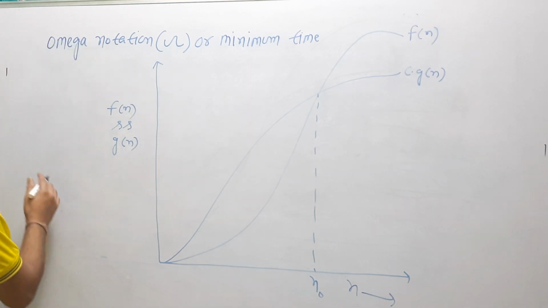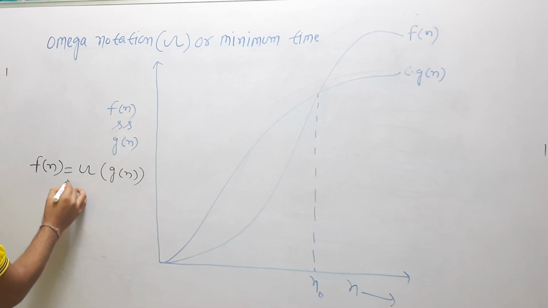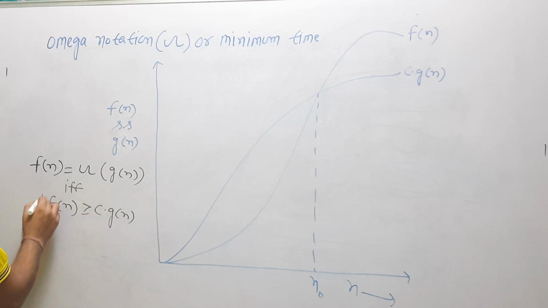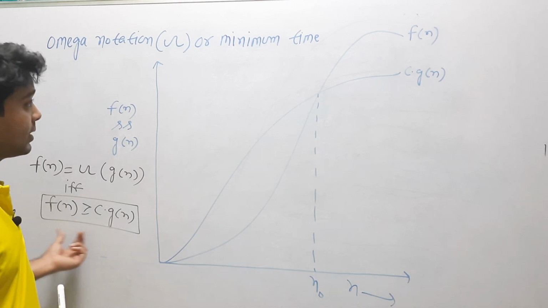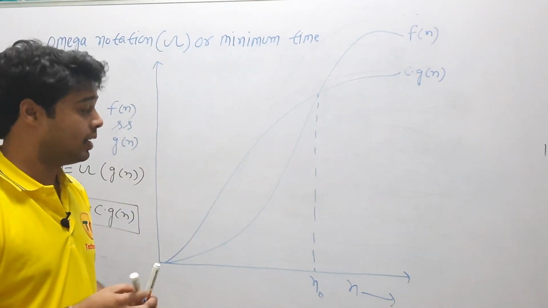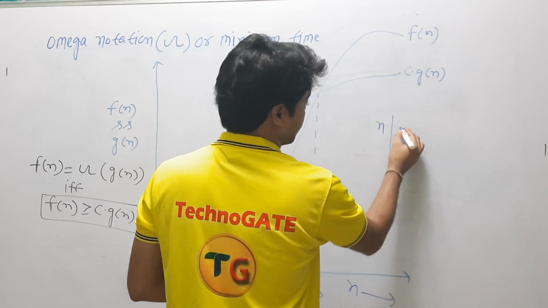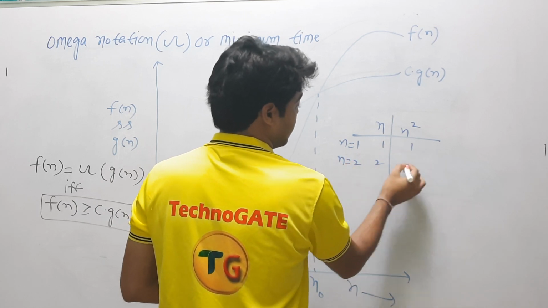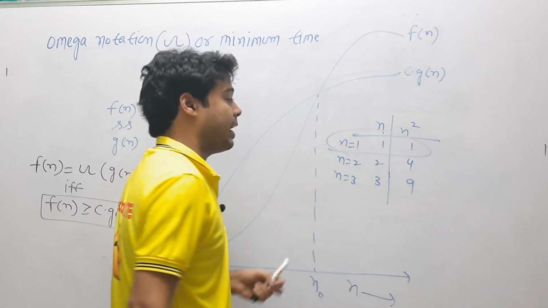Fn is omega of Gn if and only if Fn is greater than or equal to C dot Gn. Here Fn growth rate is always larger than Gn, so Gn must be a lower bound on Fn. Omega notation, best case time complexity. There are some points where they will meet, like n and n square. When n is 1, the values are 1 and 1. N is 2, this is 2, this is 4. N is 3, this is 3, here 9. So what is the meeting point here? 1. At 1 both are meeting.